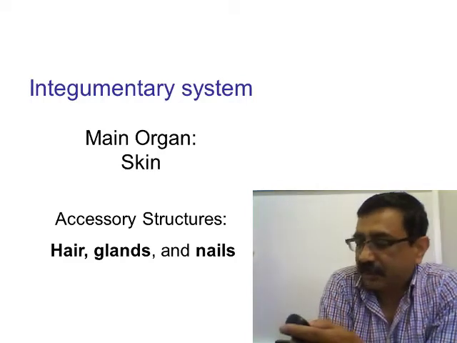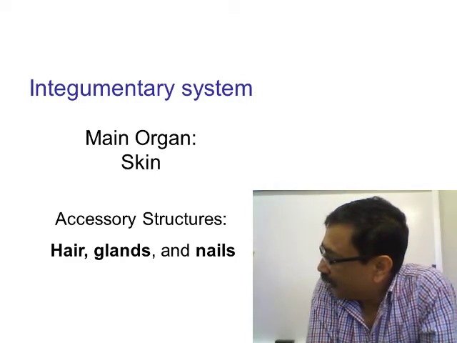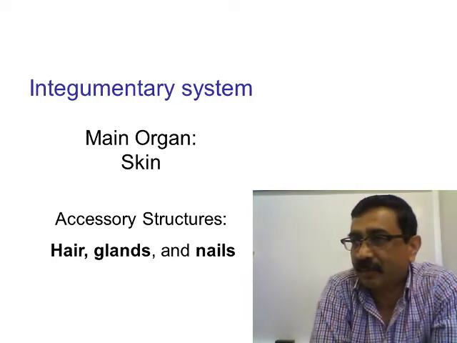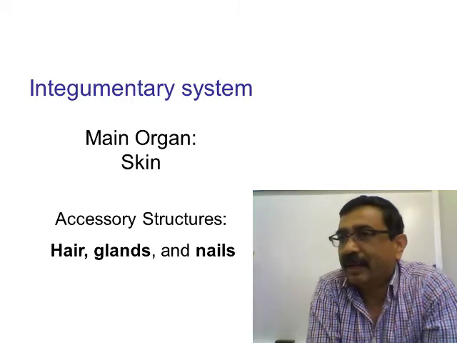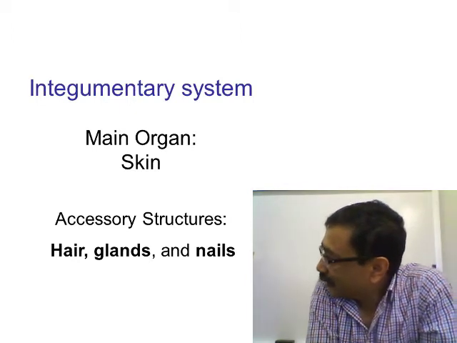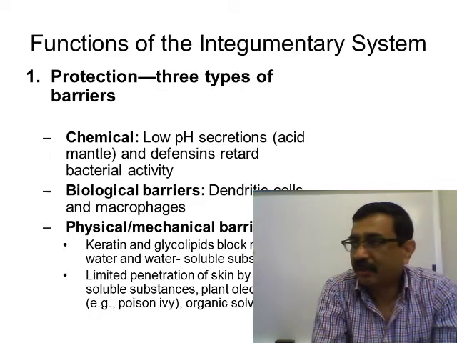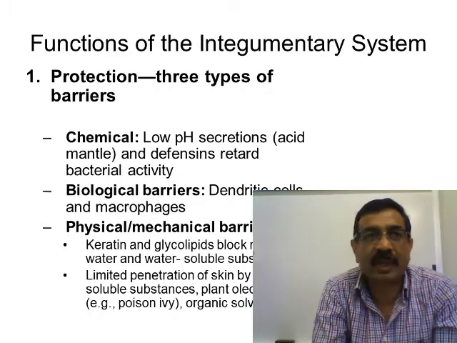First, the parts. Main organ is the skin. Accessory structures include here, glands of the skin. Remember, glands means glands of the skin here, and nails. Functions: protection, by covering the body, whole body, your skin protects the internal body structures from outside harms.